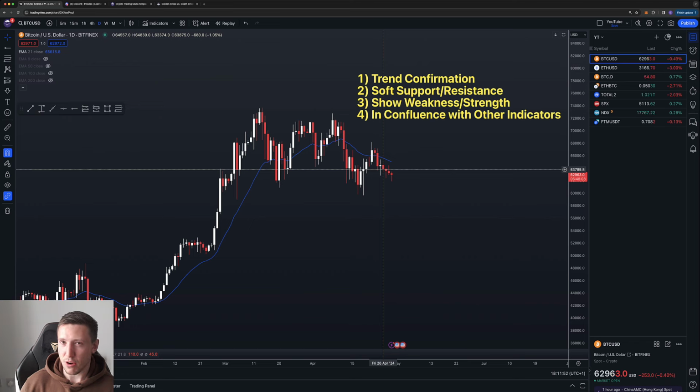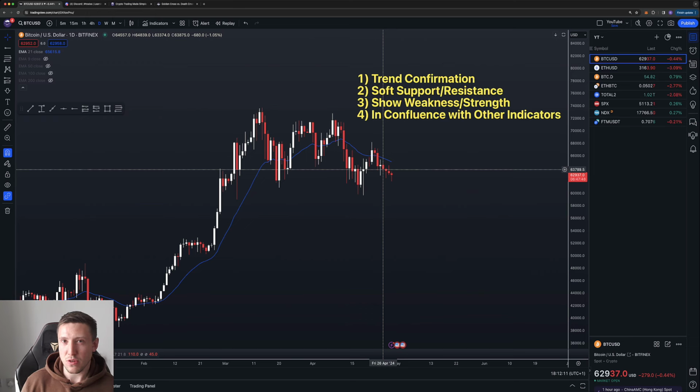So sometimes if you're not sure, are we in a bullish trend? Are we in a bearish trend? Maybe you've broken over a resistance level. However, if you're then failing to break over a particular moving average, then maybe that is actually showing weakness as opposed to strength. And then finally, and probably most importantly, in confluence with other indicators.